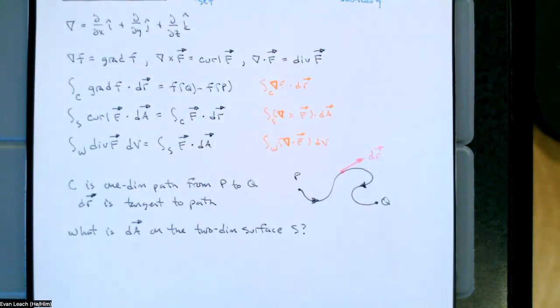But now we've got a two-dimensional surface S that's showing up in these surface integrals. We're integrating a vector field over a surface. Presumably, dA is some piece of the surface, but it's got to be a vector. It's not just going to be a dx times dy like we had in a region. dA is a vector quantity on the surface.